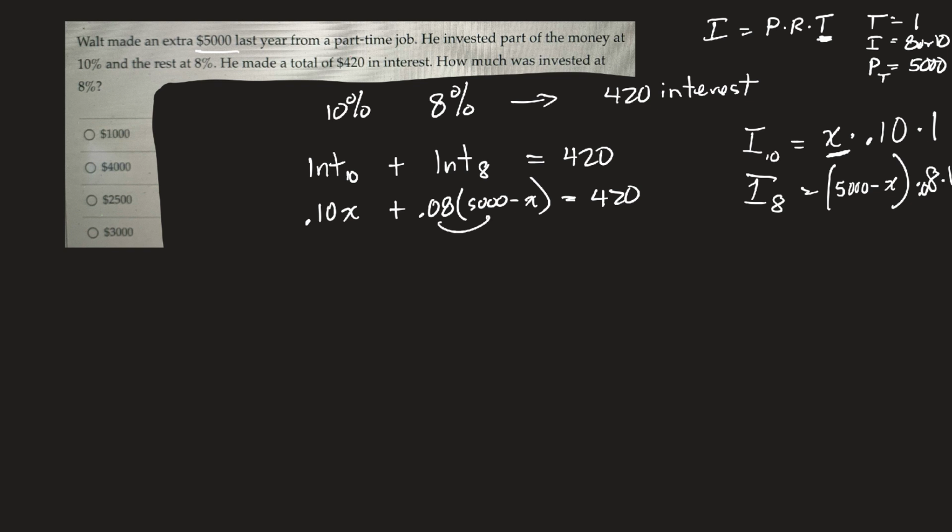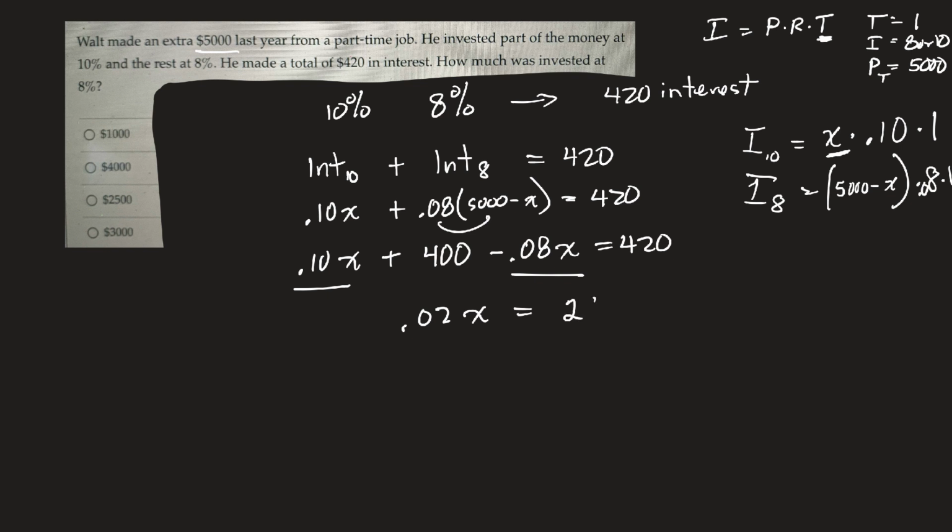Okay, let's multiply that through. So it'll be 0.10x plus, what's that, 0.08 times 5,000, is that 4 or 400? Calculator, just a minute. Yeah, that's right, 400. So it'll be 400 minus 0.08x is equal to 420. So let's collect these. So that'd be 0.02x. And let's move the 400 to the other side. So it's equal to 420 minus 400, which will just be 20.